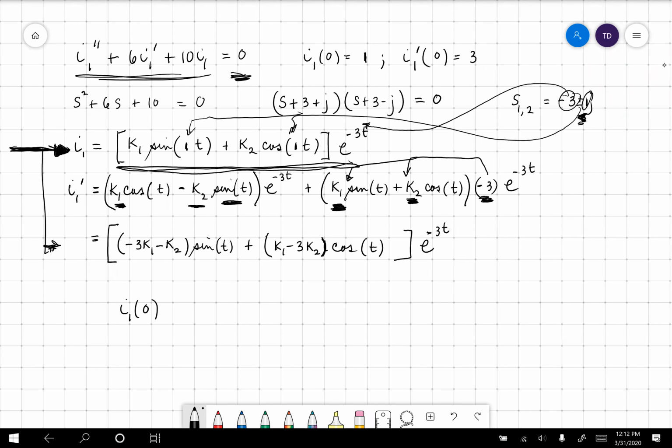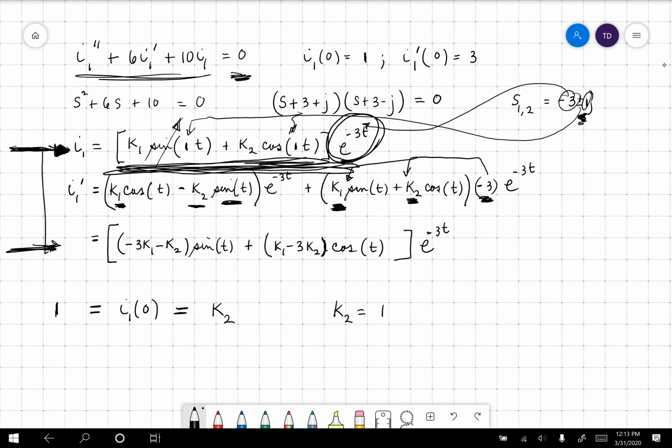This is always going to happen. Sine of 0 is 0, so this term is not going to play a role in that initial condition. It'll always be just the cosine term. The initial condition given to us is 1. But from the analysis up here, I'm going to get k2 times cosine of 0. Cosine of 0 is 1, so I have k2, and that k2 multiplies this exponential evaluated at 0. e to the 0 is also 1. So the beauty of this is I immediately have a value for k2. k2 equals 1. That's awesome.